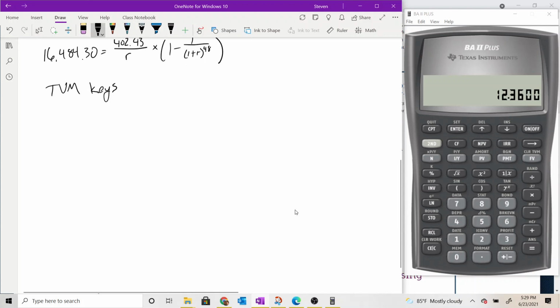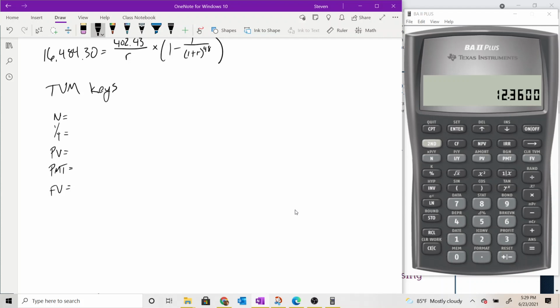And the way I like to do these is to actually write out the keys in the same order they appear on the calculator. So that's N, I over Y, PV, PMT, and FV. I write them vertically just because that's the habit I got into when I was learning these problems. There's no reason you have to do that. You can write it out however you want.